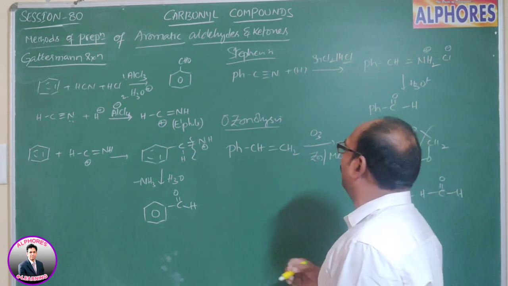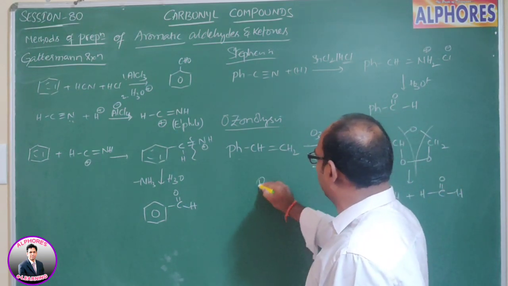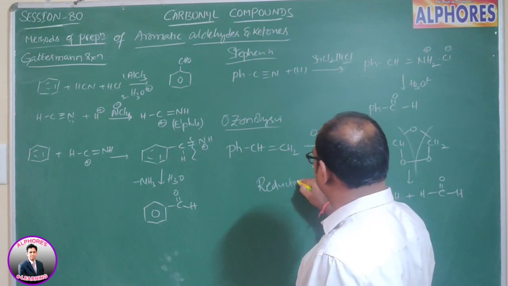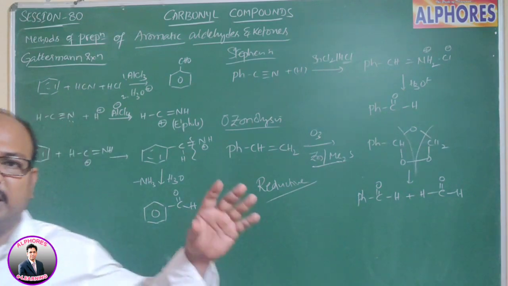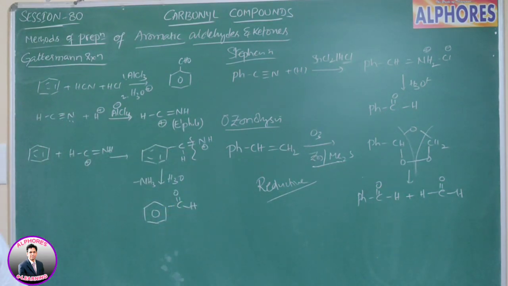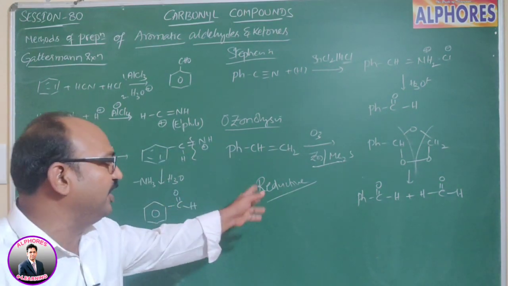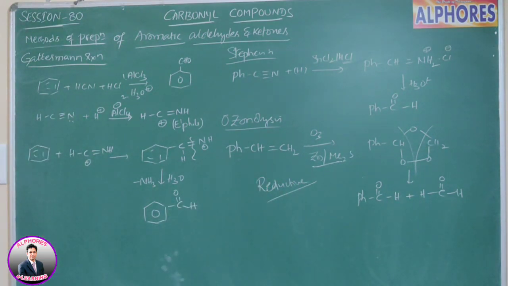And we should not forget one more thing here. Reductive ozonolysis, this is what we call in presence of a reducing agent. If we are not using a reducing agent like zinc or dimethyl sulfide, obviously you are getting acids as the product instead of aldehyde.